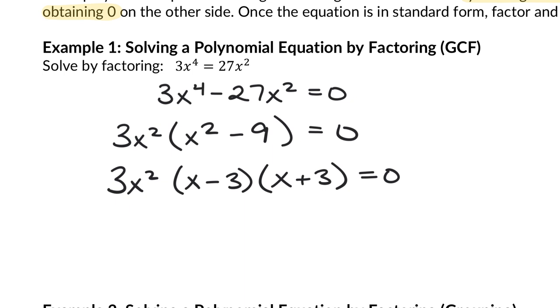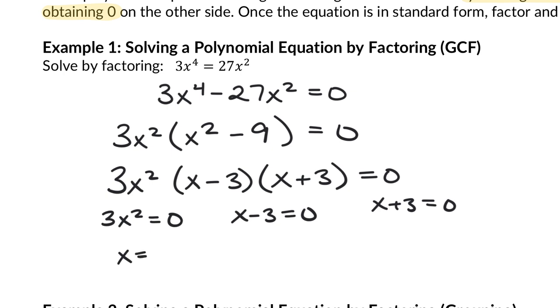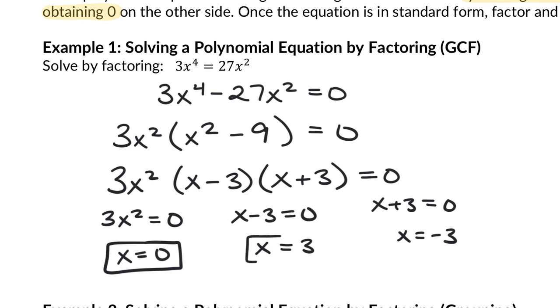And to finish solving, we set each of the factors equal to 0 like we did for a quadratic. So we do 3x squared equal to 0, x minus 3 equal to 0, and x plus 3 equal to 0. Well, what number squared times 3 would be equal to 0? 0. The next one would solve to 3. The next one would solve to negative 3. So the 3 solutions I have here for this polynomial are 0, 3, and negative 3.